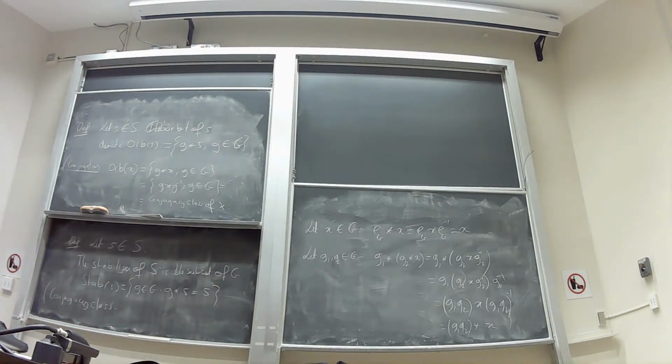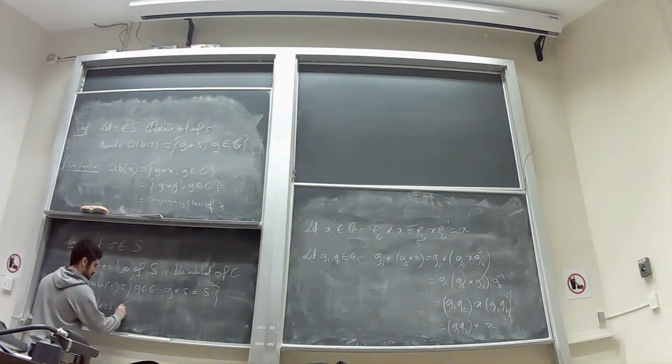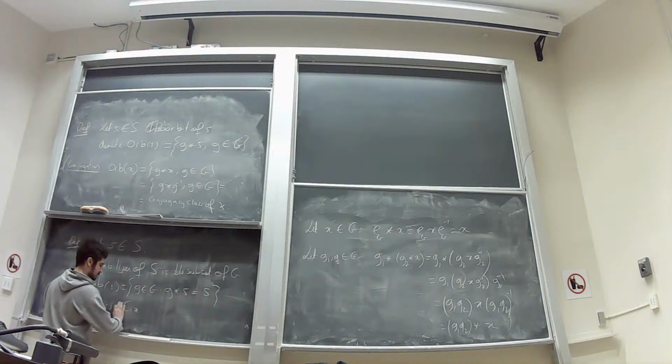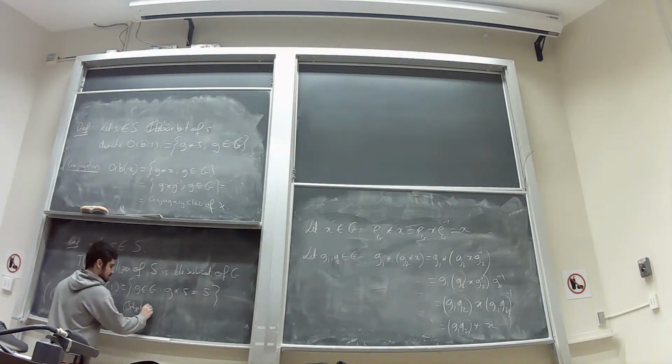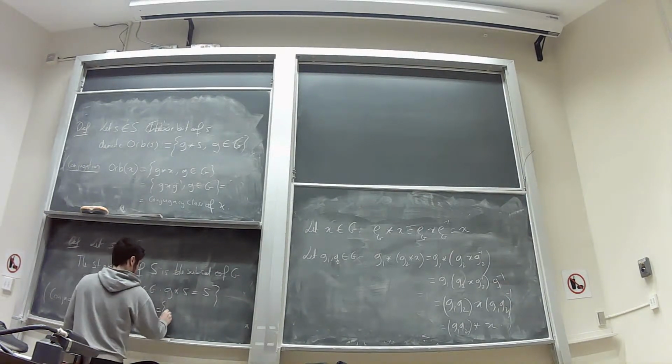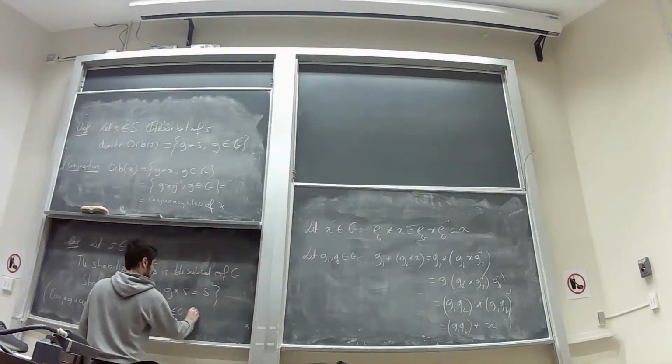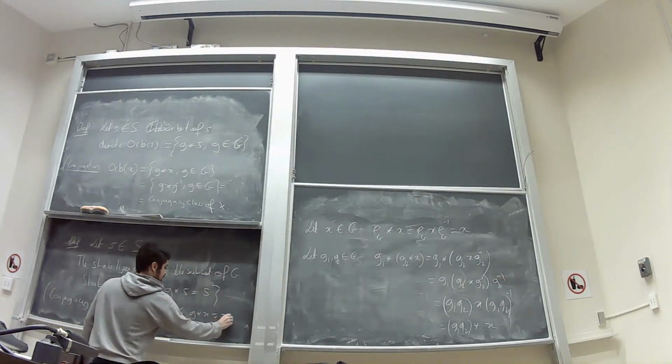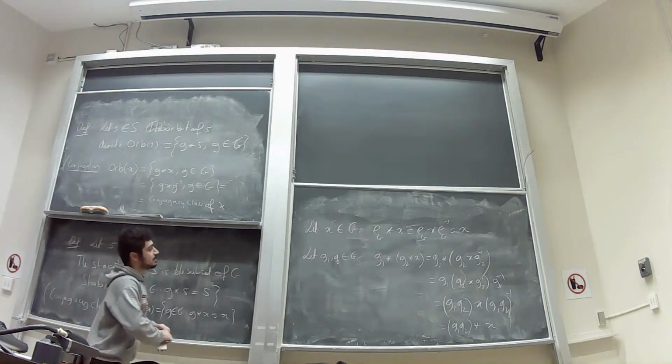So what's the stabilizer of X in a conjugacy class? This is just stab X, which is just g in G such that g star X is X. Let me write this down.